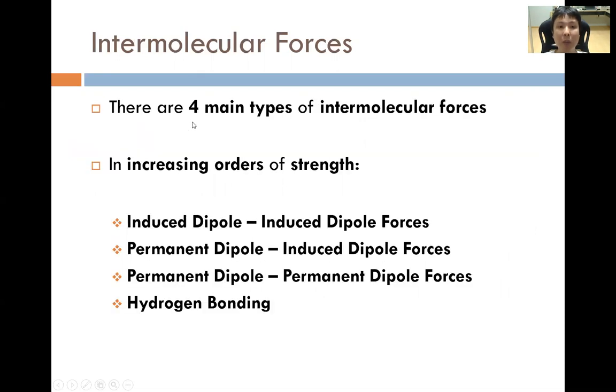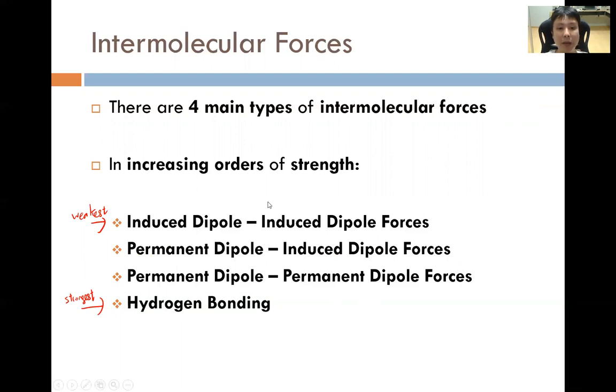Okay, so how many types of intermolecular forces of attraction are there? There are mainly four main types, in increasing order of strength. The induced dipole forces are the weakest. Then the second weakest would be the permanent dipole-induced dipole forces, followed by the permanent dipole forces. And then the final, strongest intermolecular force of attraction would be the hydrogen bond. So we will be going through each and every one of these in a bit of greater detail to explain what they actually mean.